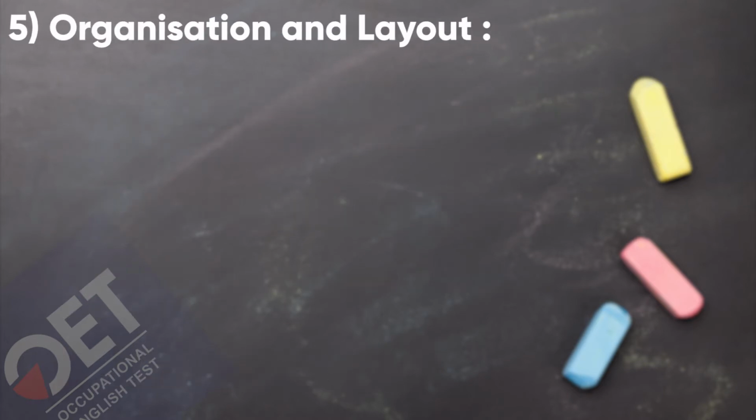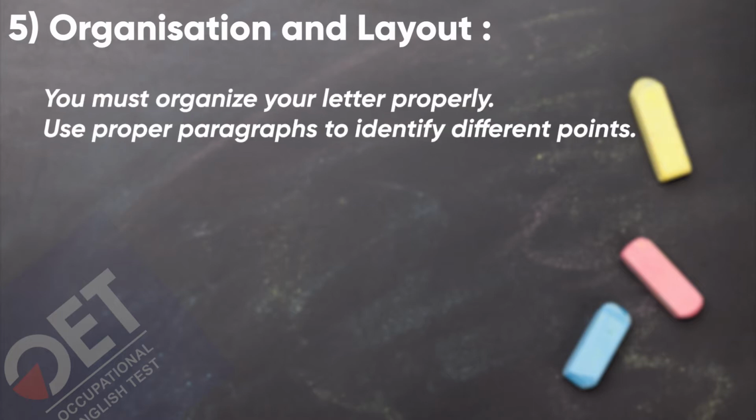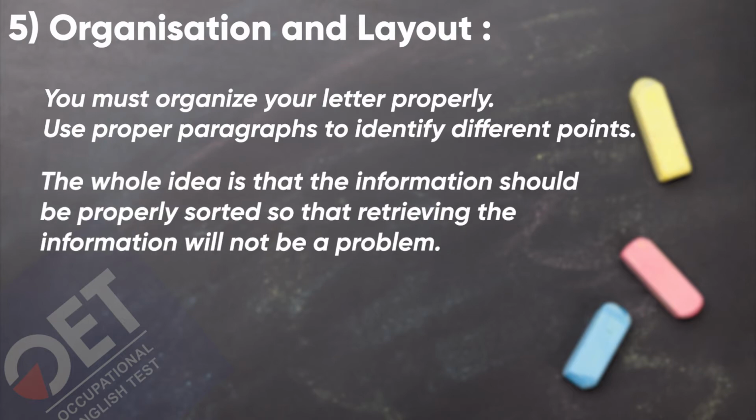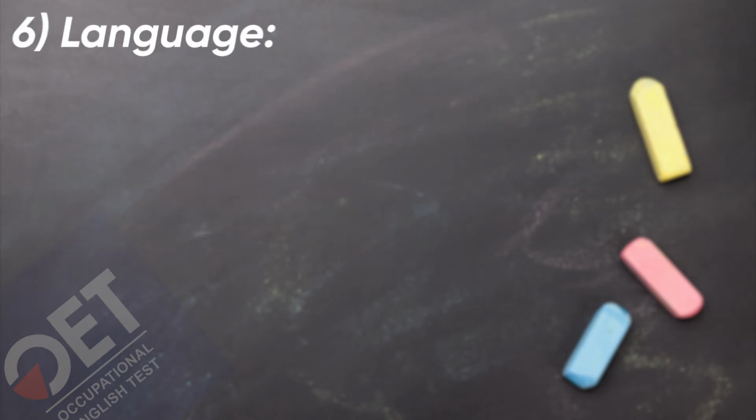The next thing is organization and layout. The organization of ideas is extremely important in letter writing. You must organize your letter properly. You should use proper paragraphs to identify different points. The whole idea is that the information should be properly sorted so that retrieving the information will not be a problem for the reader. Next is language.